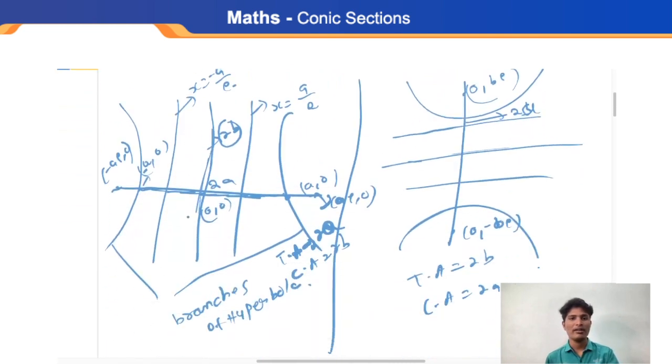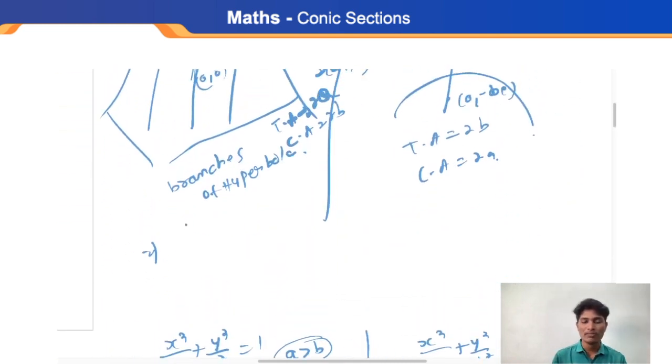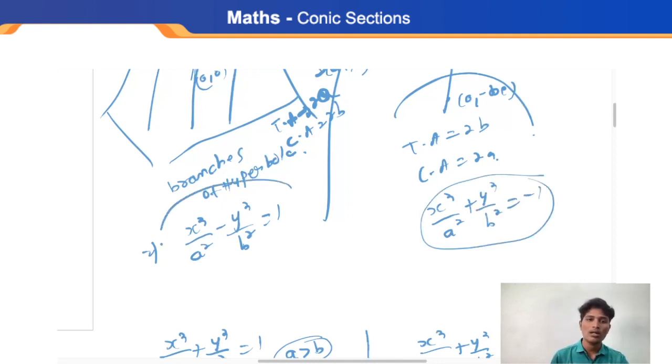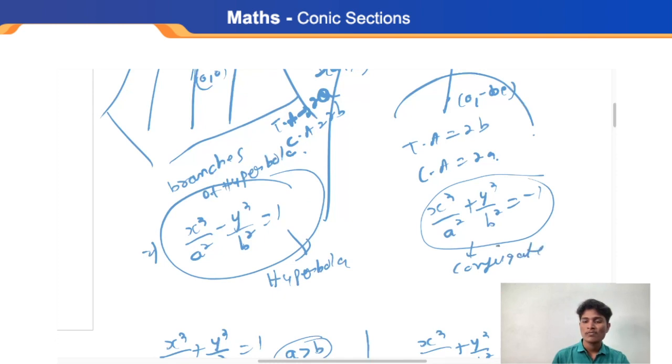First of all, I forgot to mention the equation. The equation of this type of hyperbola is x square by a square minus y square by b square is equal to 1. Here it is x square by a square minus y square by b square equal to minus 1. These two are hyperbolas. This is the main hyperbola. This is the conjugate hyperbola. It is called a conjugate hyperbola.